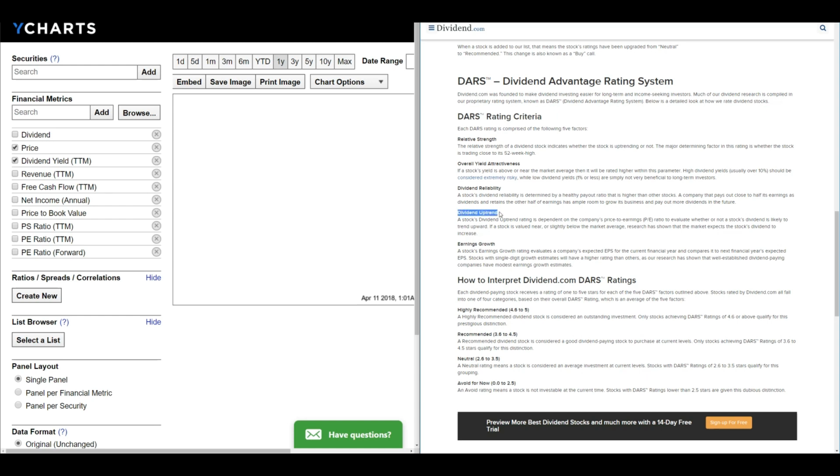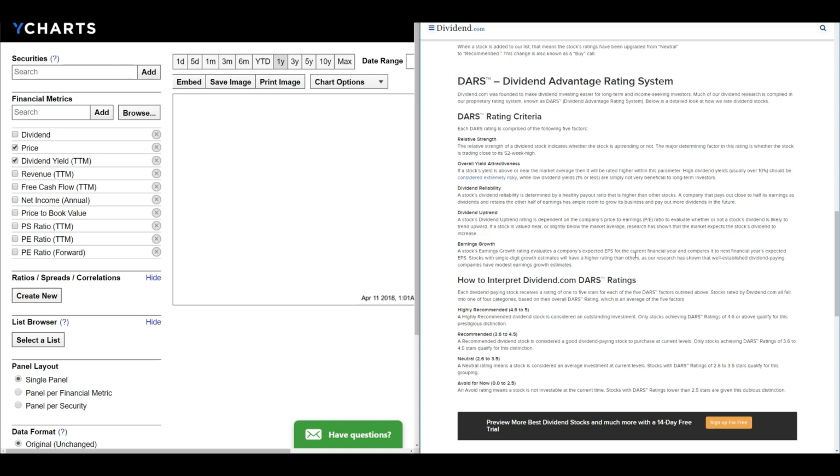Also, it measures dividend uptrend. How is that stock looking to increase over the next few months, and is it trending upwards? Is that stock going to be increasing its dividend payout year after year? Is the market expecting that stock's dividend to increase? There are lots of stocks out there that have increased their dividends throughout multiple recessions. A couple of examples are Johnson & Johnson and Procter & Gamble, which have been paying out dividends for more than 30 years.